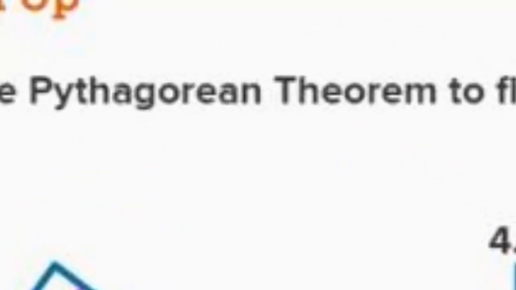Can I use a Pythagorean triple for this one? No, there is no Pythagorean triple that has a 4 and a 7 in it. There's a 3, 4, 5. There's a 7, 24, 25, but there isn't one that has a 4 and a 7 in it. So we're going to use Pythagorean theorem. A squared plus B squared equals C squared.